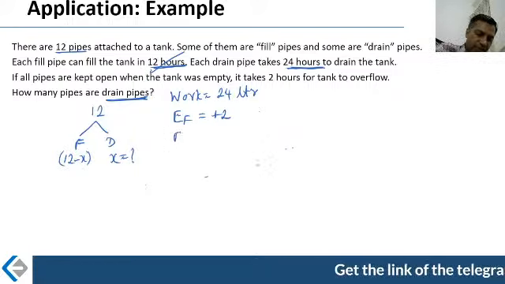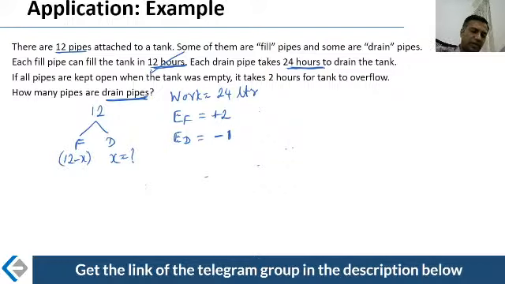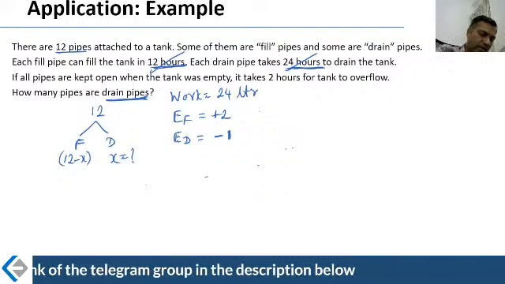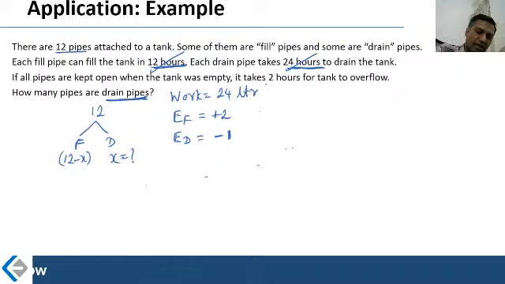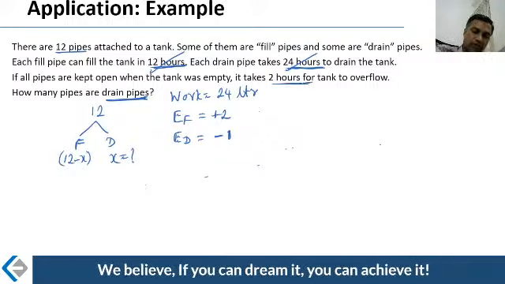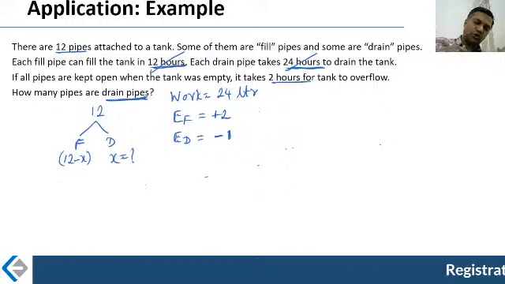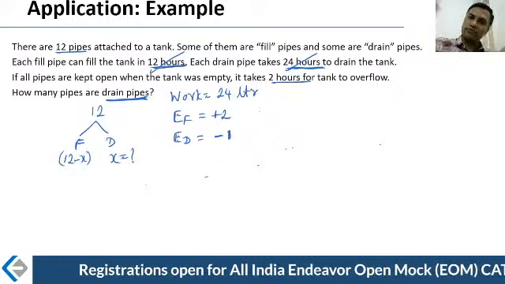What is the efficiency of each drain pipe? Minus 1, because 24 divided by 24. Therefore, the efficiency of each drain pipe is minus 1. Now, look what has happened. If all pipes are kept open, the empty tank got filled in 2 hours. Which means when all 12 taps were kept open, the tank was filled in 2 hours time.